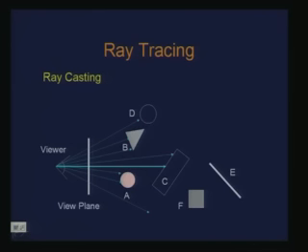The other issue is to determine the illumination at the point of intersection which we have ascertained to be visible. So, there we just apply the illumination model which we have studied.